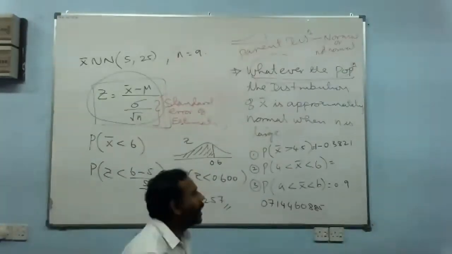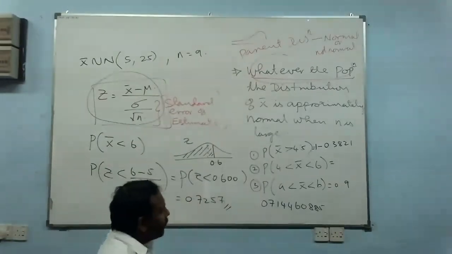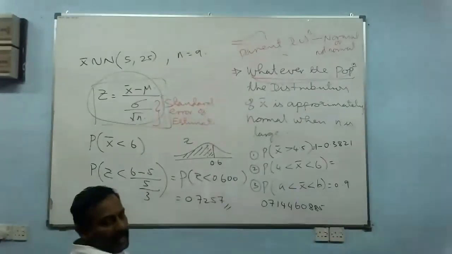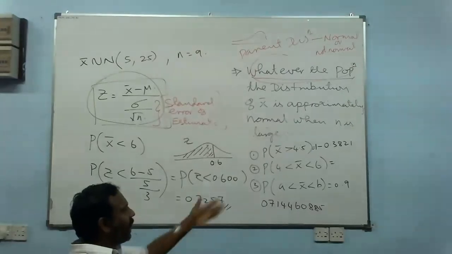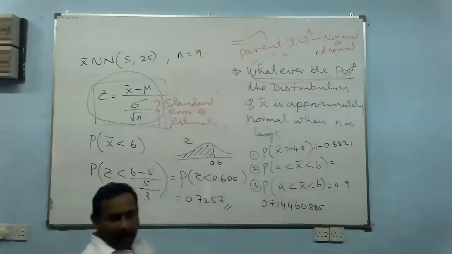Okay, sir. That is fine. What about the second one then? First you convert into Z, then look at the probabilities, because we have done this. Any questions? Second one?